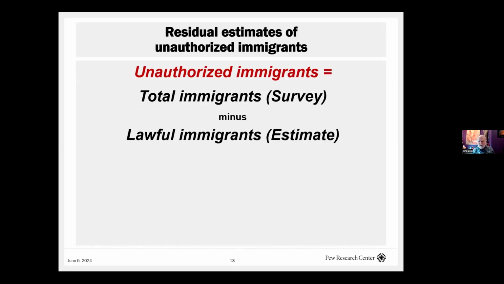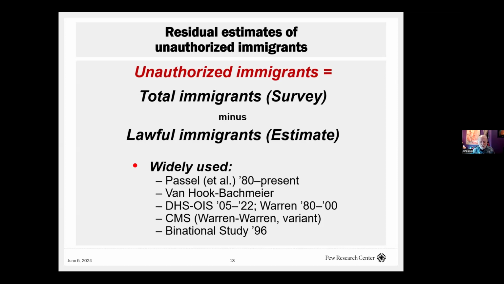The residual method is conceptually fairly simple. You take the total number of immigrants in the survey and subtract an estimate of the lawful immigrant population. And this is widely used. Pew's been publishing data since 2005. I was at the Urban Institute and the Census Bureau before and used similar methods.